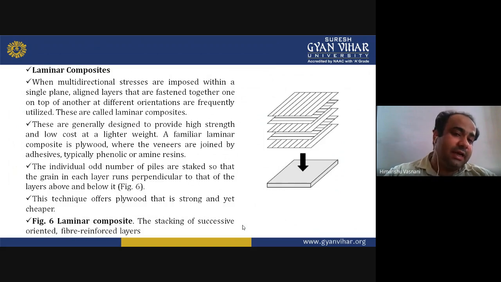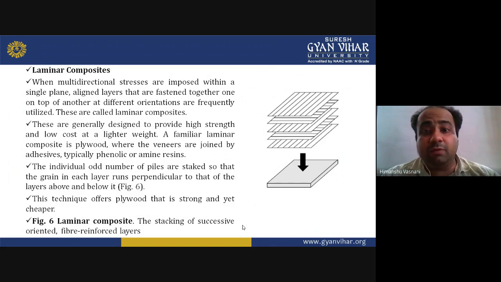These are generally designed to provide high strength and low cost at a lighter weight. The purpose is to provide high strength, low cost at lighter weights. A familiar laminar composite is plywood. We know plywood that we use in everyday life also.